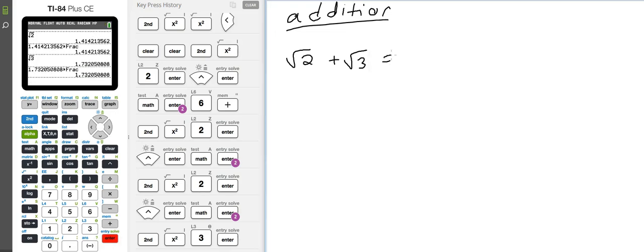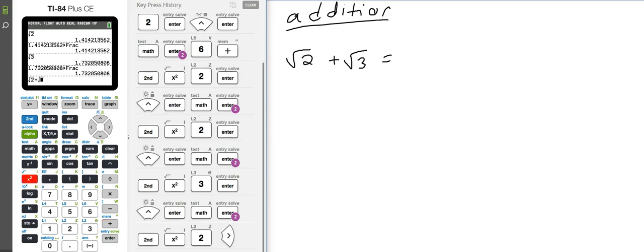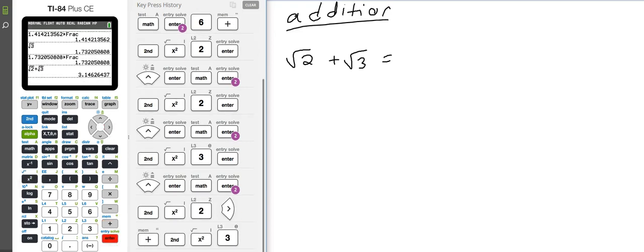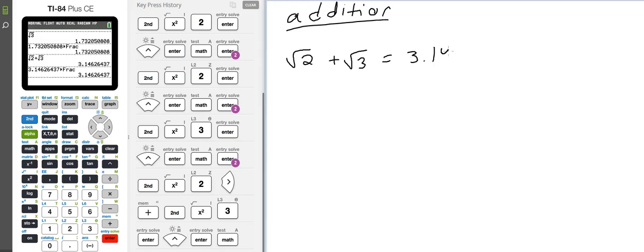Now let's see what we get when we add the square root of 2 and the square root of 3. Square root of 2 plus square root of 3. Enter. 3.14626437. Is this rational or irrational? Let's check it out. It's irrational. This long decimal is an irrational number because the calculator could not write it for us as a fraction.